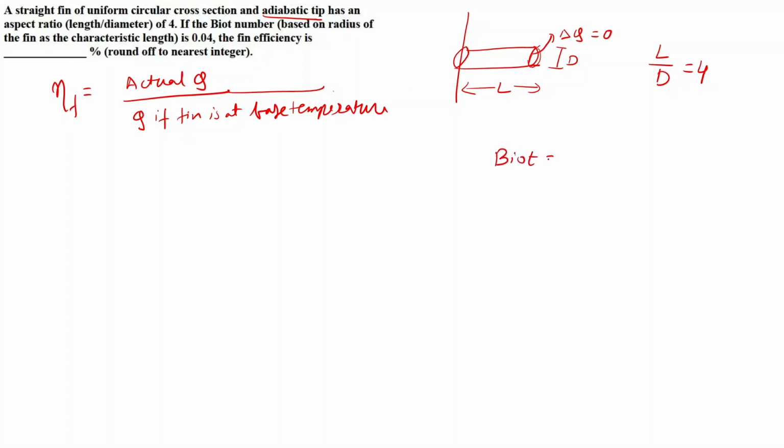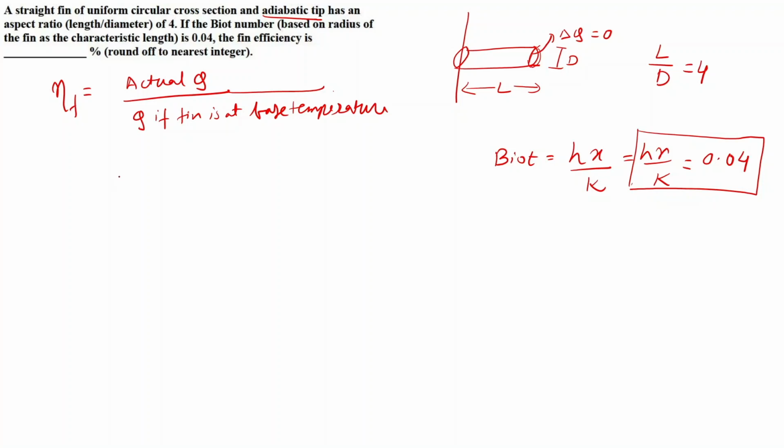And the Biot number based on the radius of the fin as characteristic length is 0.04. Here we have been asked to use the radius of the fin as the characteristic length. So my Biot number, defined as Hx upon K, will become HR upon K equal to 0.04. Later on we might be needing this, and we have been asked to find the fin efficiency.